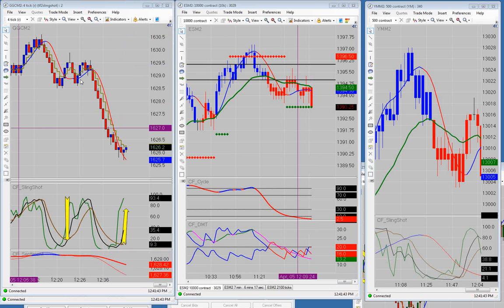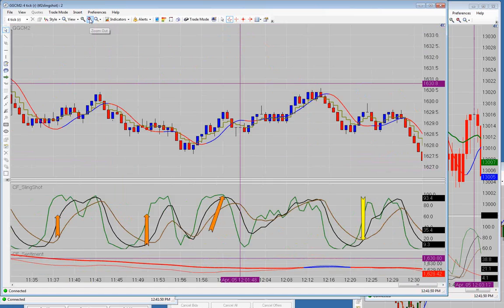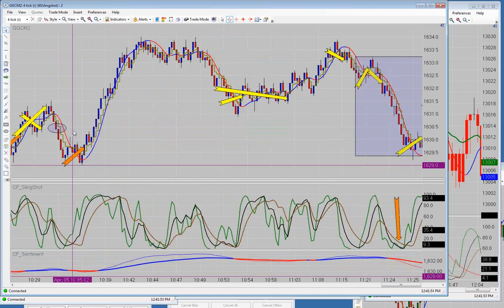Okay, on gold we're up 12 ticks. We were up 20-something ticks, I don't remember how many. And that's just on the trades that I managed to take this morning, guys. There were a ton of trades. There was a bunch of opportunity.